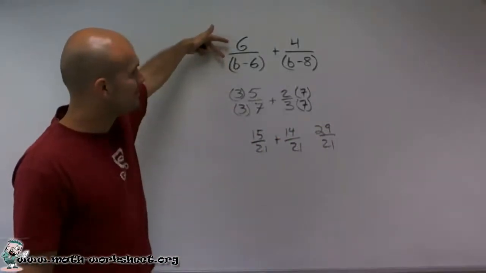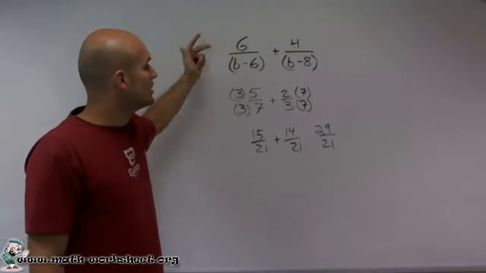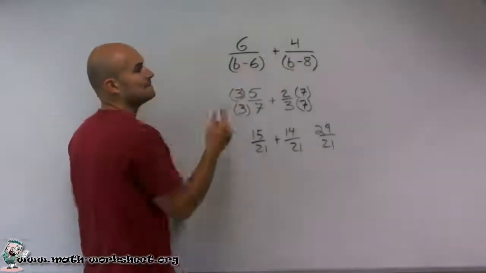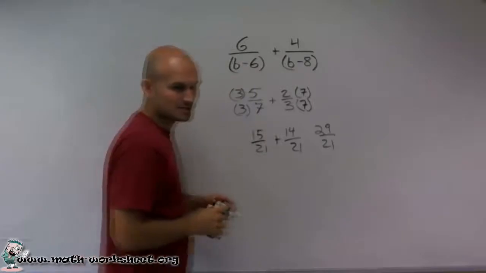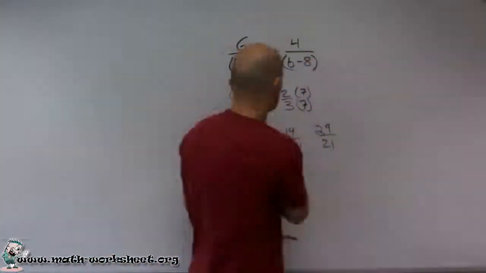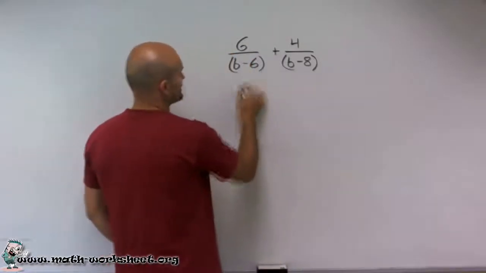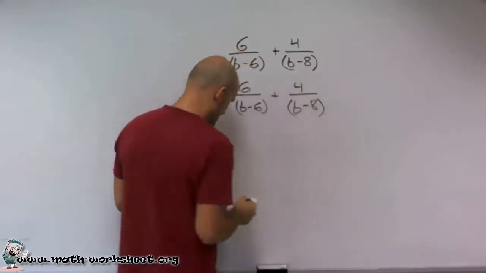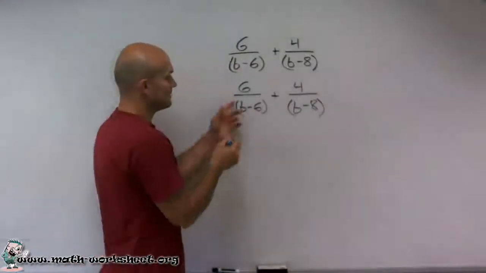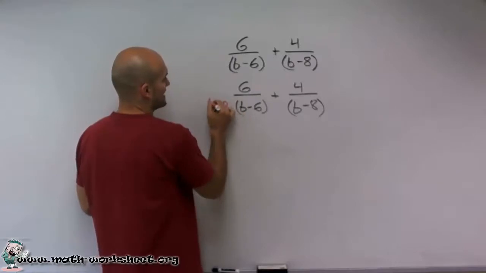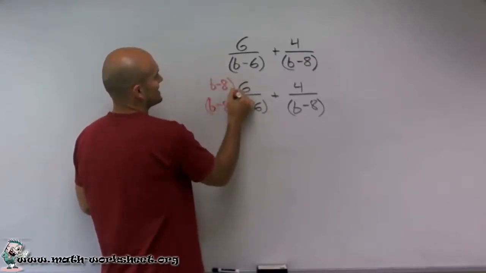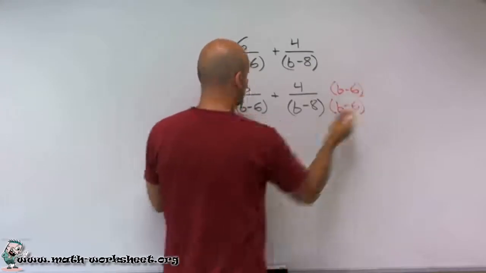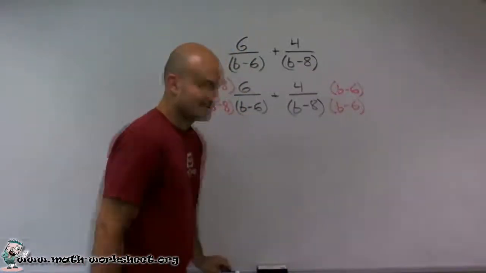When I'm looking at this problem, if I don't know what the least common multiple is, I know that I can at least find a common multiple by multiplying the numerator and the denominator by the opposite denominator. So let's rewrite this as 6 divided by b minus 6 plus 4 over b minus 8. To get common denominators, I'm going to multiply the first fraction by b minus 8 over b minus 8. And here I'm going to multiply the second fraction by b minus 6 over b minus 6.